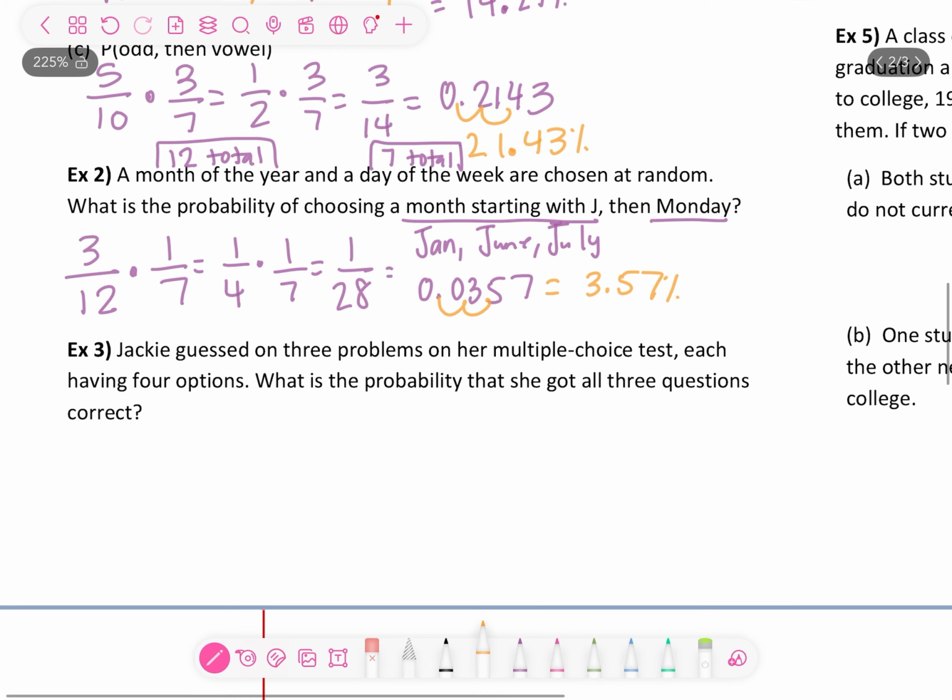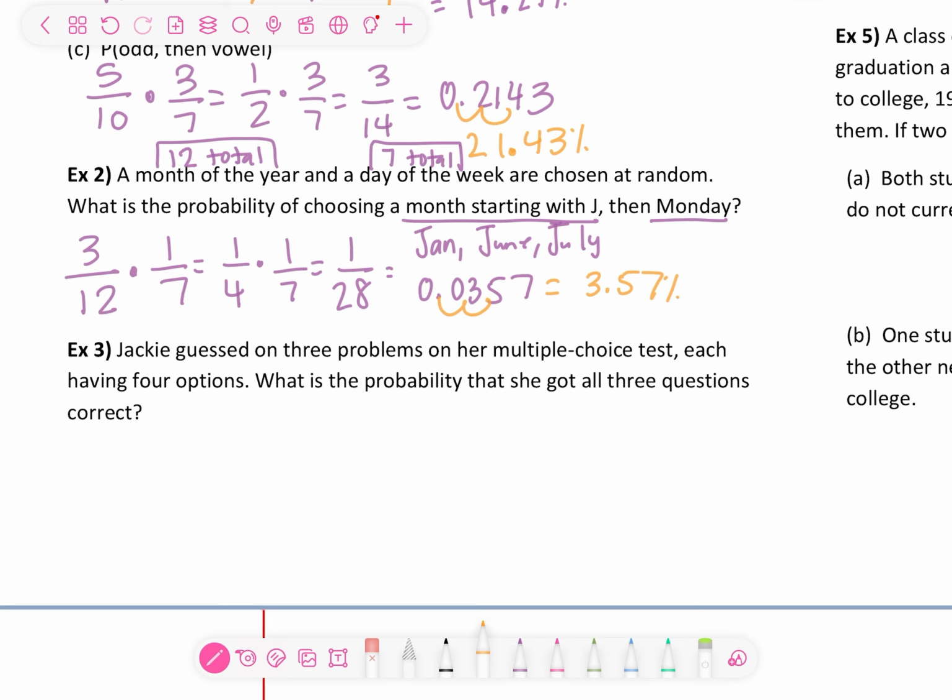All right, last independent event here. Jackie guessed on 3 problems on her multiple choice test, each having 4 options. What is the probability that she got all 3 questions correct? So Jackie guessed on 3 problems. It's a multiple choice test with 4 options each. Now we need to figure out the probability that she got all 3 questions correct.